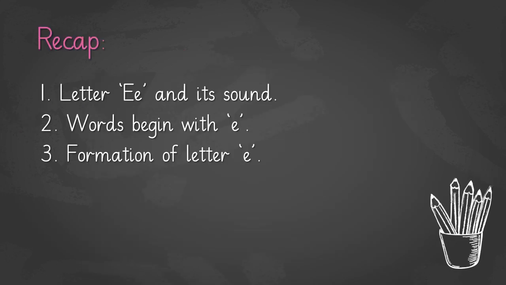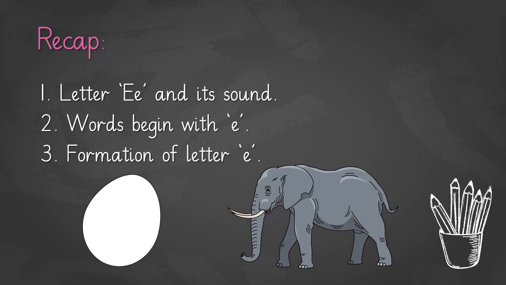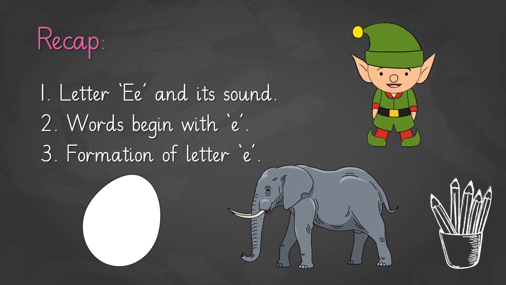So let's see what we have learned today. We have learned the capital E and the small e and its sound eh. We have also learned the words that begin with eh, like egg, elephant, elf. And we have also learned to write. Great job, everyone.